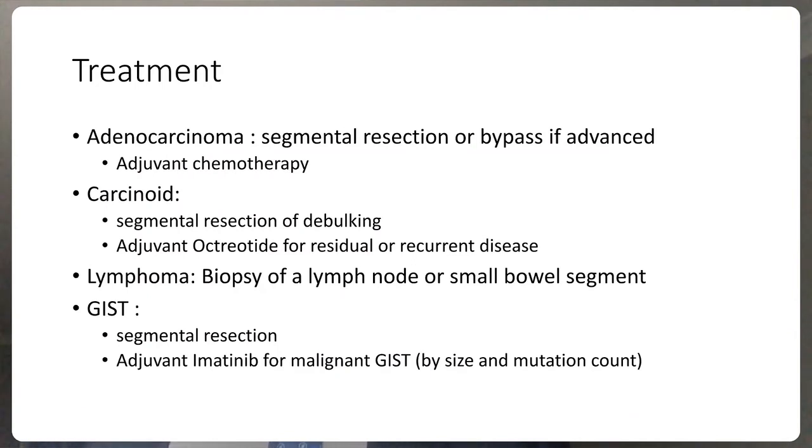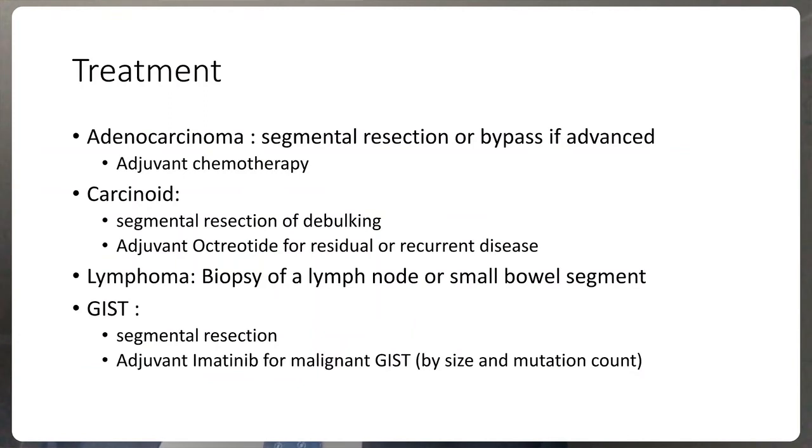Carcinoid tumors are not very responsive to chemotherapy. A variety of regimes have been tried in the past, including sirolimus and doxorubicin and a variety of other chemotherapeutics, usually alkylating agents, but the benefit seems to be limited. However, adjuvant octreotide, which is a synthetic analog for the hormone somatostatin, seems to be very effective to control and slow down the growth of recurrent or residual disease.